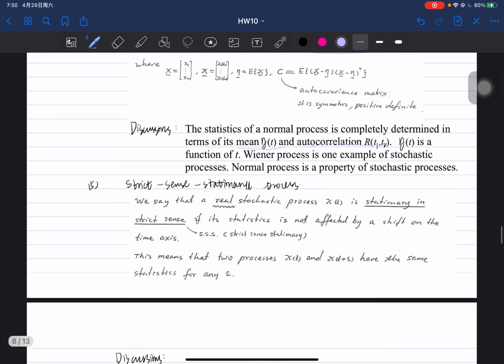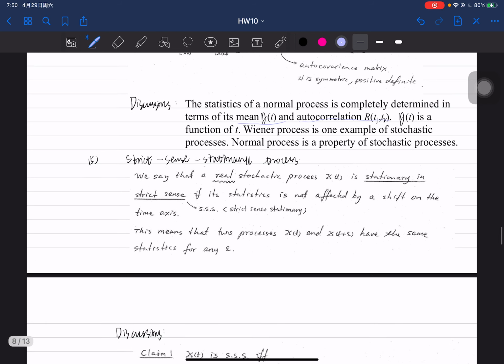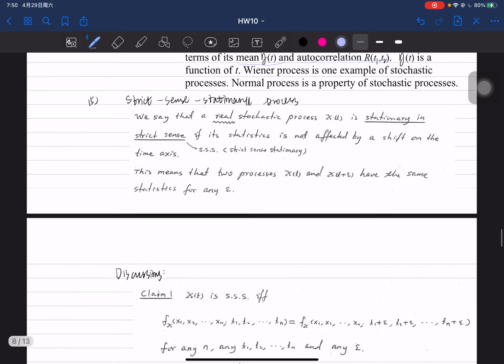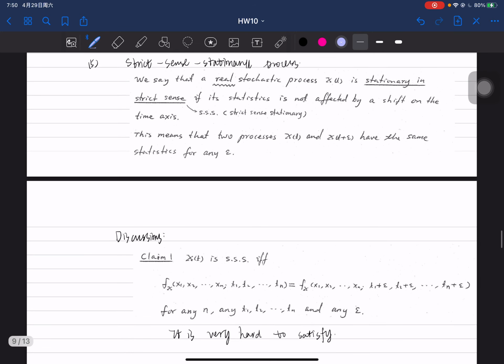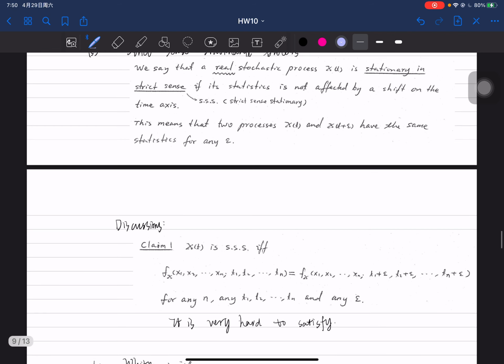Question 5 is about the strict sense stationary process. The process is said to be a strict sense stationary process if its statistics are not affected by a shift on the time axis. The condition of the SSS process should be this one, and this is very hard to satisfy.